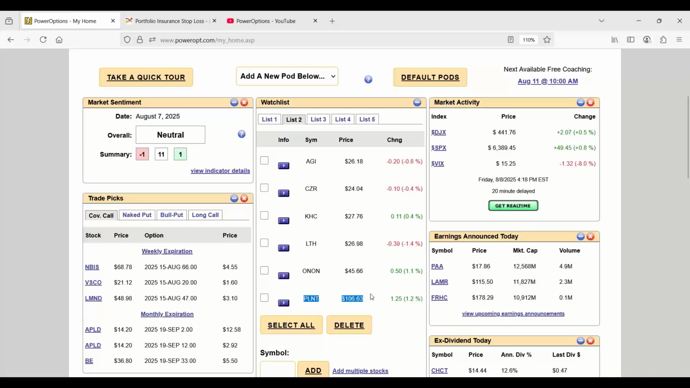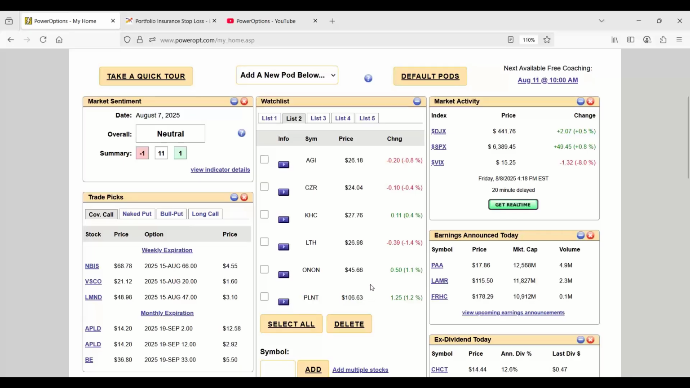It did expire today, my apologies. So we're going to make some adjustments on that. We'll talk about that maybe a little bit later.